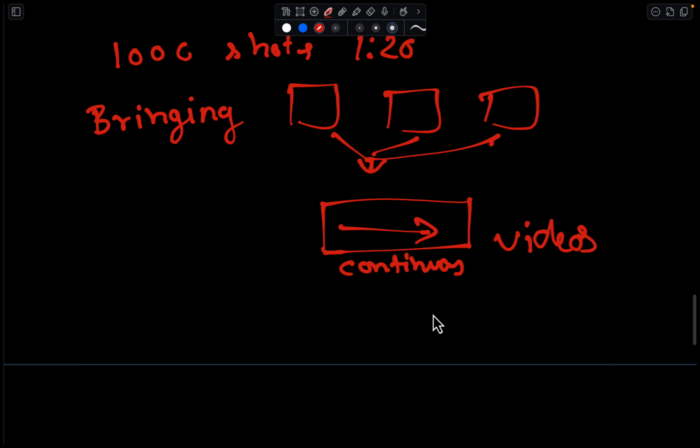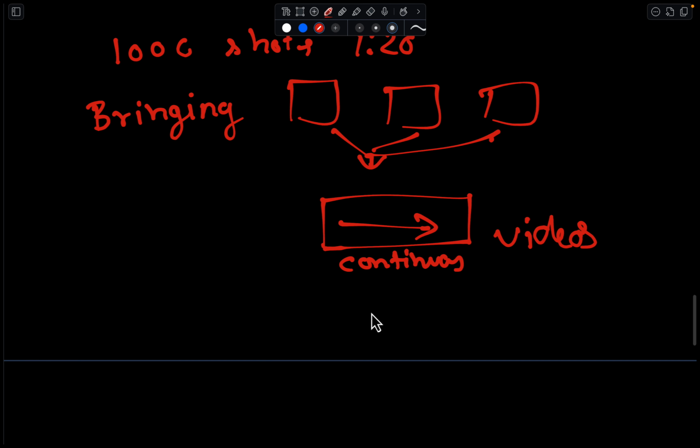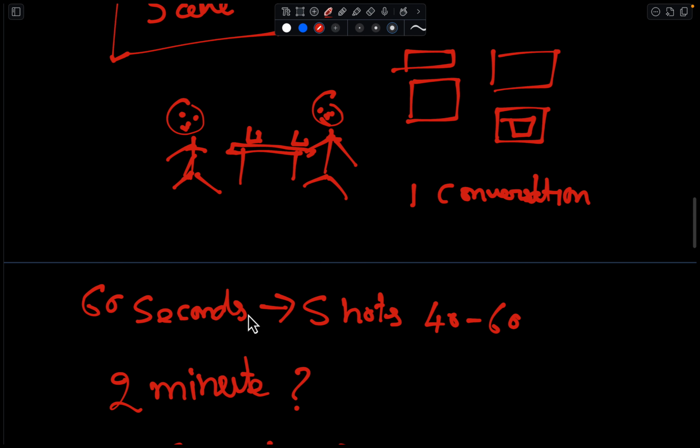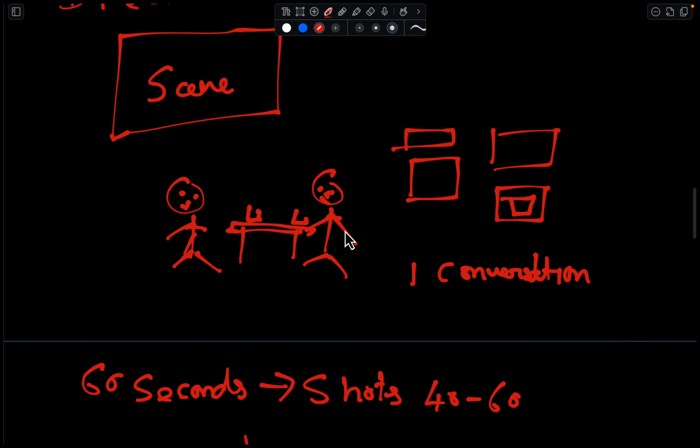Even though these shots are shot separately, say for example, the 2 minute scene we were talking about, where two people are having a conversation, right? This particular 2 minute scene will probably take us 2 to 3 hours to shoot.